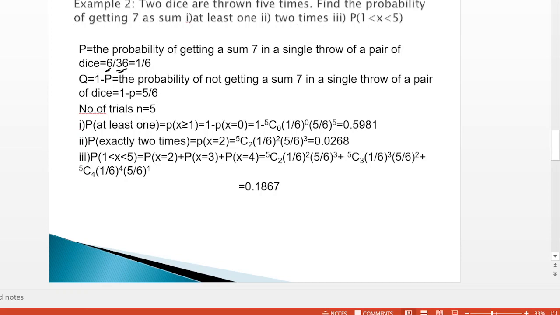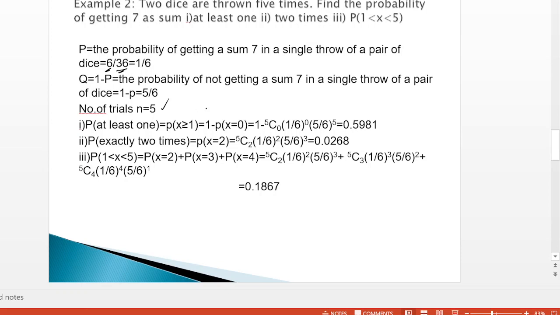From the given problem, the number of trials is 5. Here we are using the binomial distribution, with the formula nCx p^x q^(n-x). To calculate the probability of at least 1, symbolically we write it as the probability of x is greater than or equal to 1.